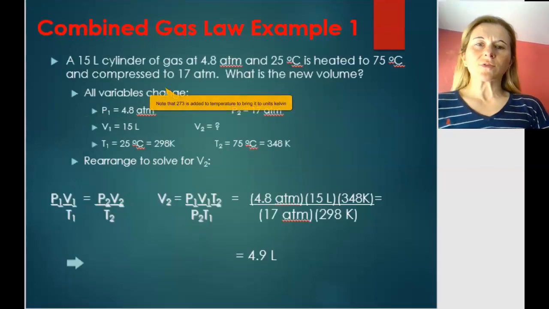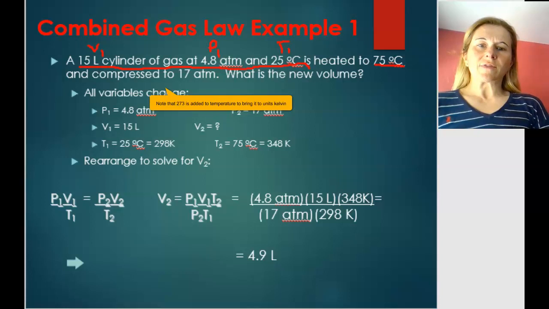All right, okay, so let's do an example together. Here we have a 15-liter cylinder of gas at 4.8 atmospheres of pressure and 25 degrees Celsius. So this right here is all initial conditions, okay? So this is going to be our V1, our P1, and our T1. And then we heat it to 75 degrees Celsius and compress it to 17 atmospheres.